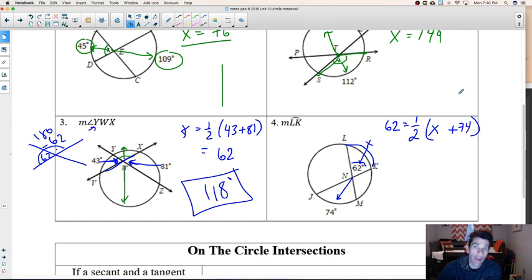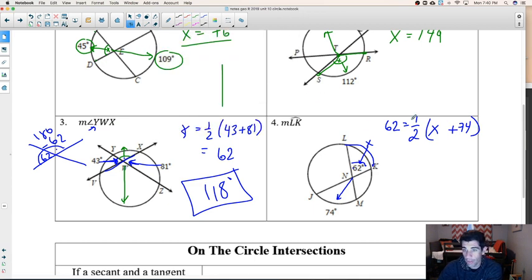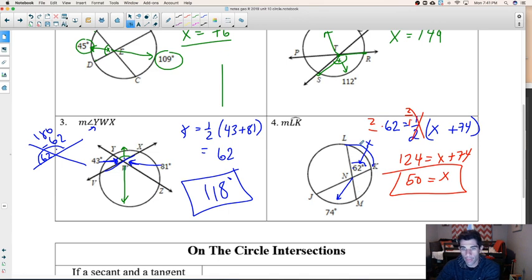Now from here, it's kind of basic algebra. There's a couple of different ways that you can do it. You could distribute this 1/2 and solve for x. I like to try to get rid of that 1/2 right away. And I can do that because this whole thing is being multiplied. So I could just multiply over here by 2/1, because that ends up canceling that out there. So then that's going to give us 124 equals x plus 74. Subtract the 74 on both sides, and you're going to get 50 degrees. And that would be arc LK.